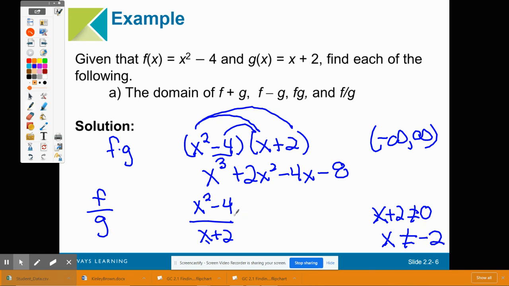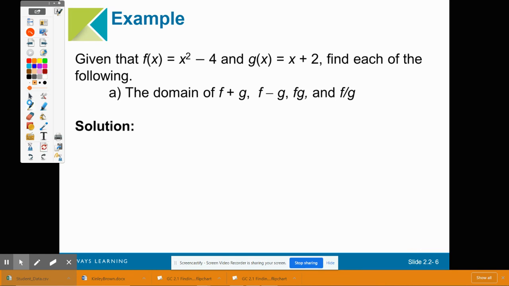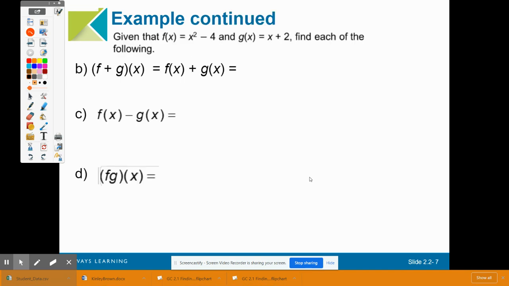This does simplify further. Kids need to get good at this. This is a difference of two squares. That's x plus 2 times x minus 2, over x plus 2. This is going to show up a lot. You guys have to get good at that factoring pattern. And then the x plus 2's would cancel out. So my answer is actually x minus 2, but x cannot equal negative 2. So you'll need to look at some factoring patterns you might have forgotten. We'll be able to go over those later as well.